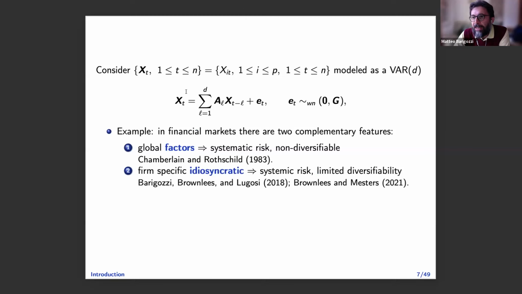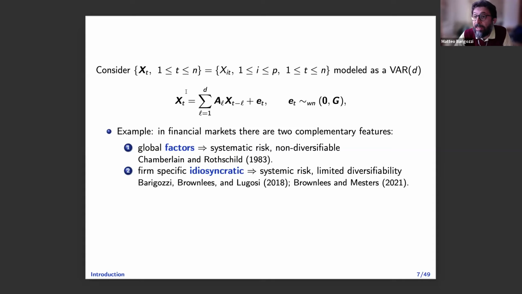An example for finance, this means that we know that in financial markets there tend to be 2 complementary features about which people are interested: global factors, which are the systematic component of risk. This is the part which is non-diversifiable.